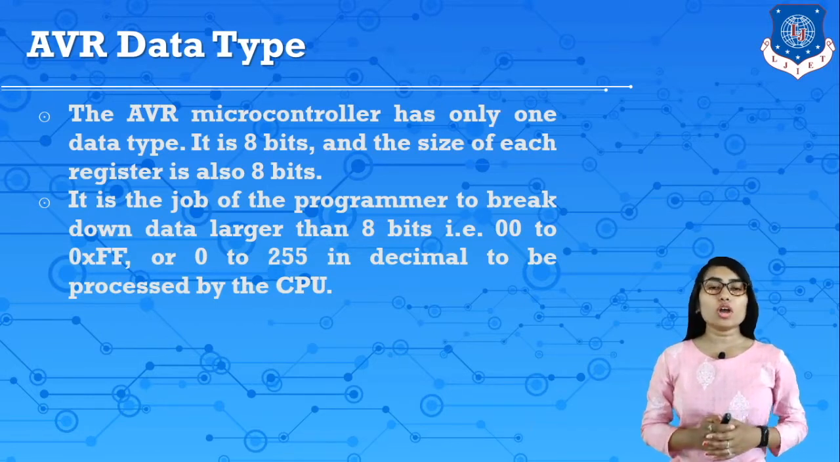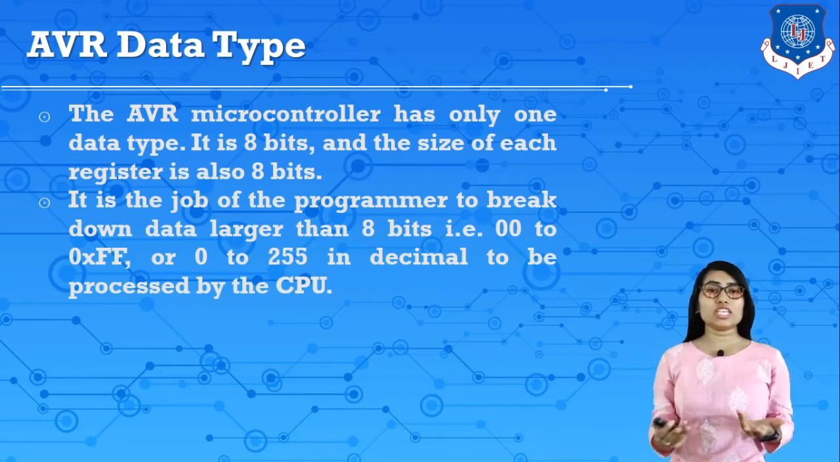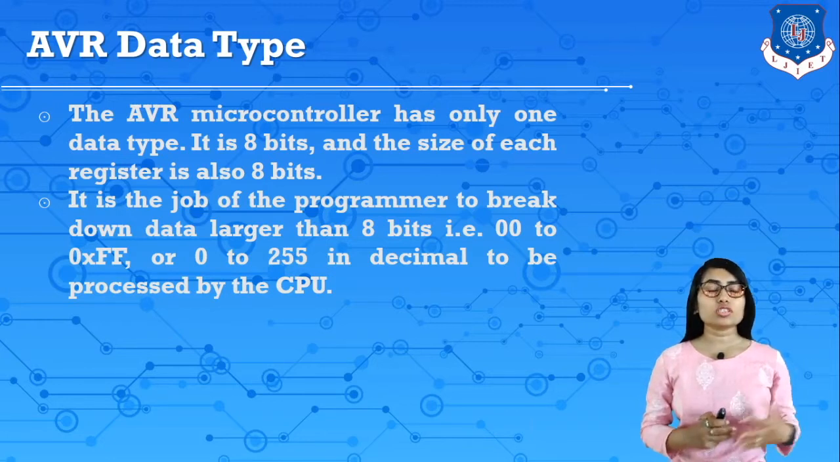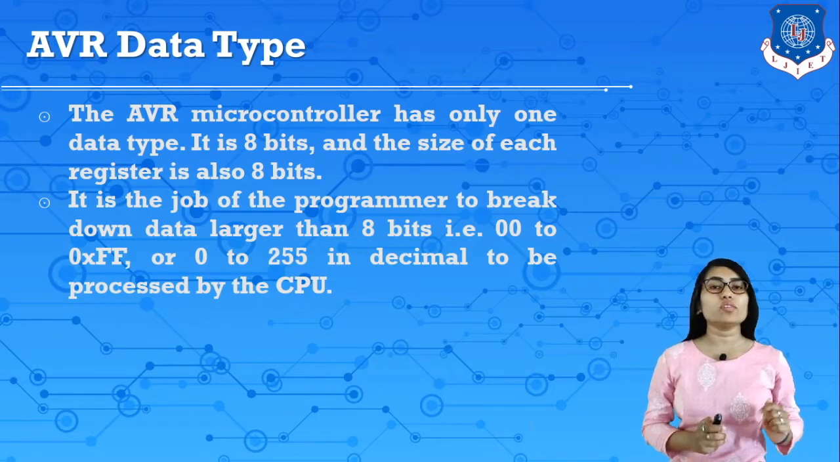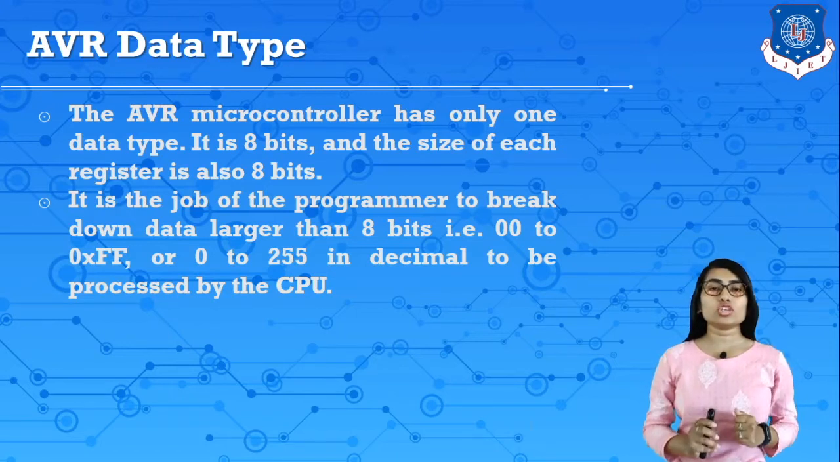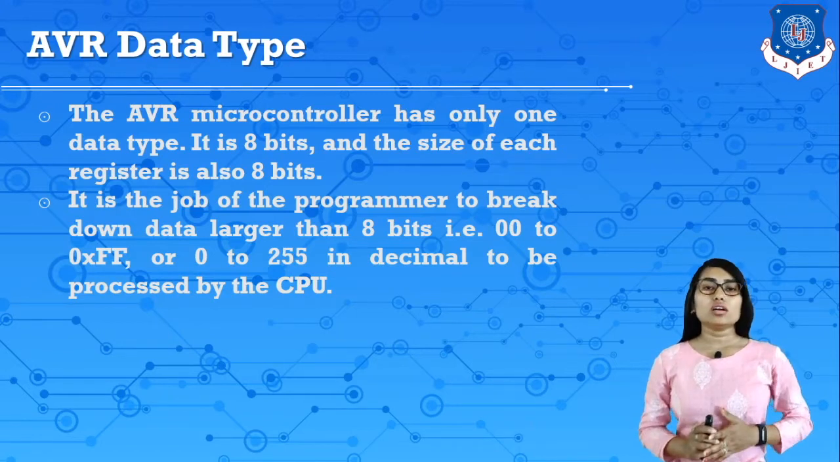It is the job of the programmer to break down large bits of data into 8 bits, that is starting from 00 to FF, or in decimal 0 to 255, to be processed by the CPU, that means by the processor of the AVR microcontroller. So the AVR microcontroller has only one data type, that is 8-bit. At a time this AVR can process 8-bit data.